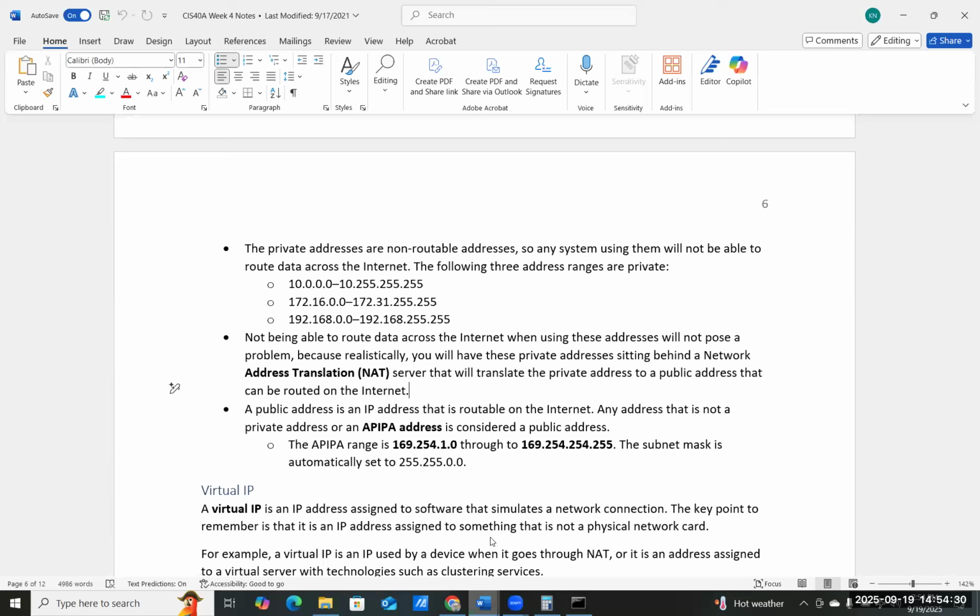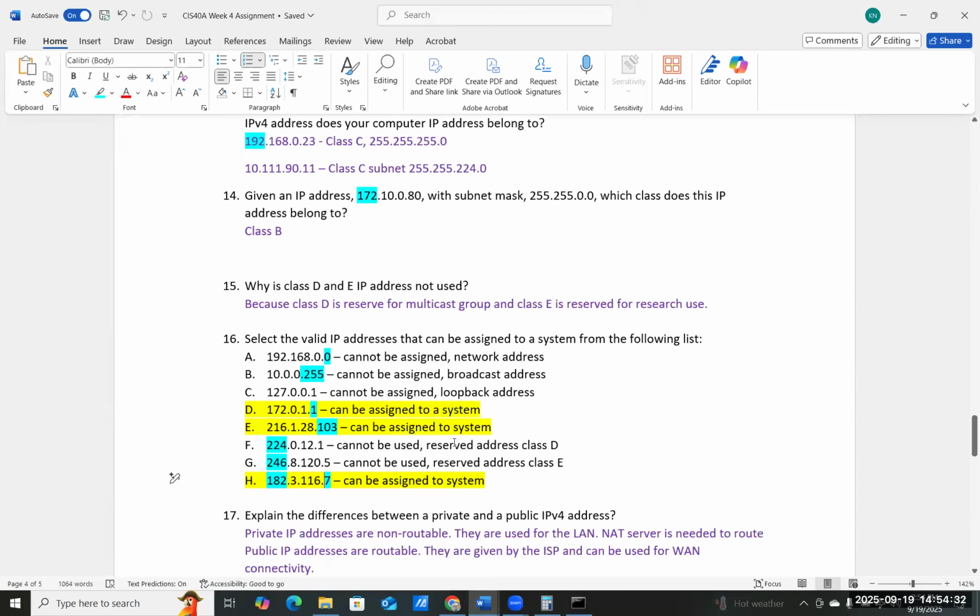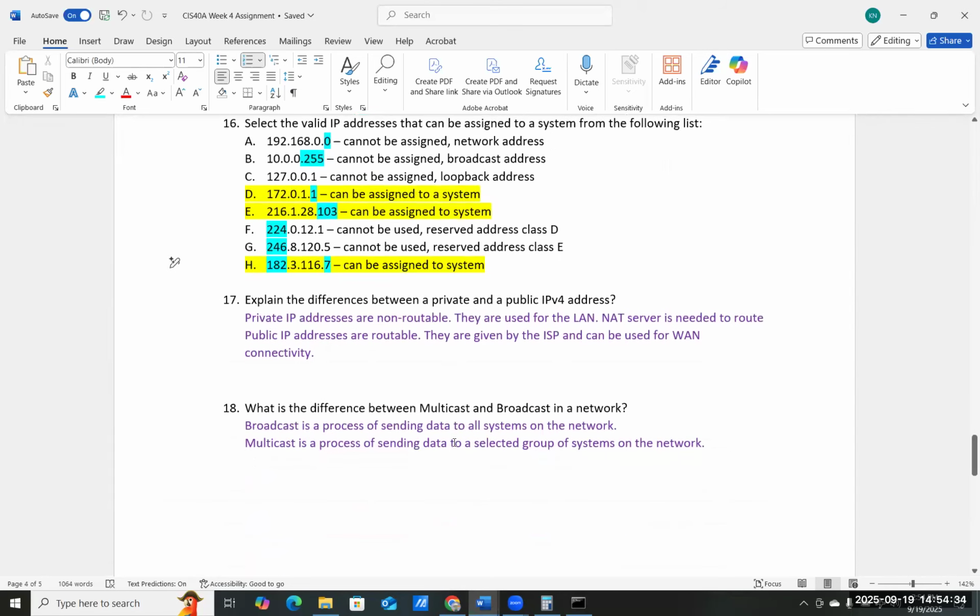Okay, so the difference between your private and your public IP. One, private IP is not routable. It doesn't leave your network. It's inside, right? The world doesn't see it. It's used for local area network only. And if you want to route it, you have to put it through NAT, Network Address Translation. So you have to have a system, a server, that's going to handle that.